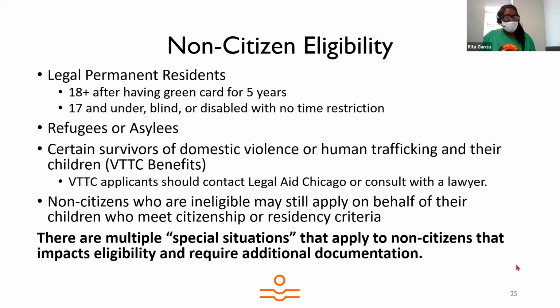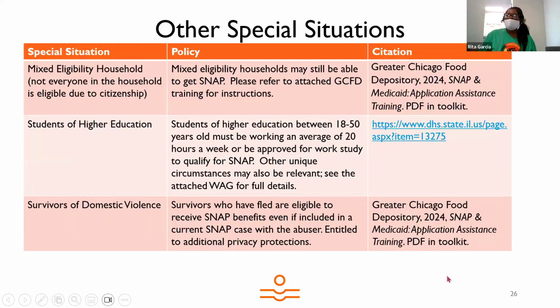Now, there are multiple special situations that apply to non-citizens that impact eligibility and require additional documentation. Other special situations are listed here. The mixed eligibility household: mixed eligibility households may still be able to get SNAP, so you can refer to the attached GCFD training for instructions as well. The citation for that is the Greater Chicago Food Depository. It gives you a little information. There's a toolkit available to look into the other special situations.